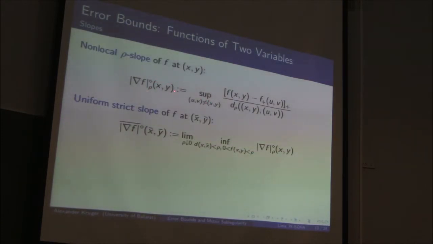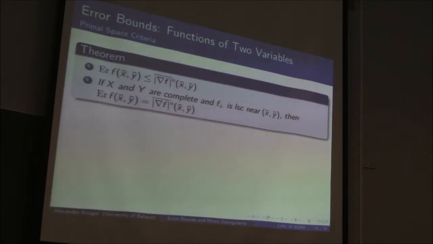Non-local slope is defined in the usual way, again depending on rho, and rhombus is here, the usual definition. Uniform strict slope is defined in the usual way, again, so nothing surprising. The same inequality holds. So basically everything can be extended to this setting, including the main theory. Again, we have this inequality, which is for free, and in complete spaces under the lower semi-continuity assumption, these two constants coincide.